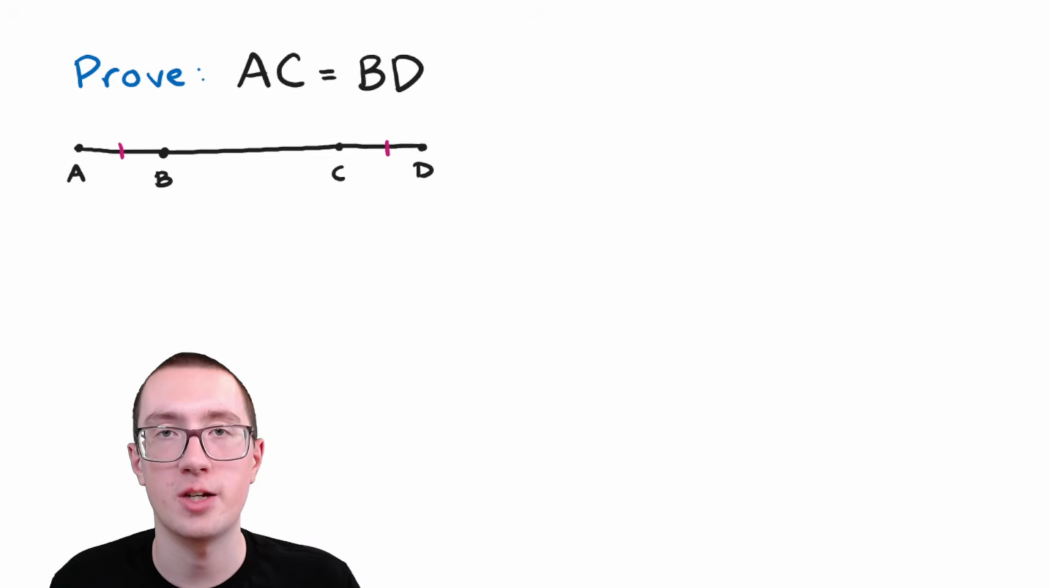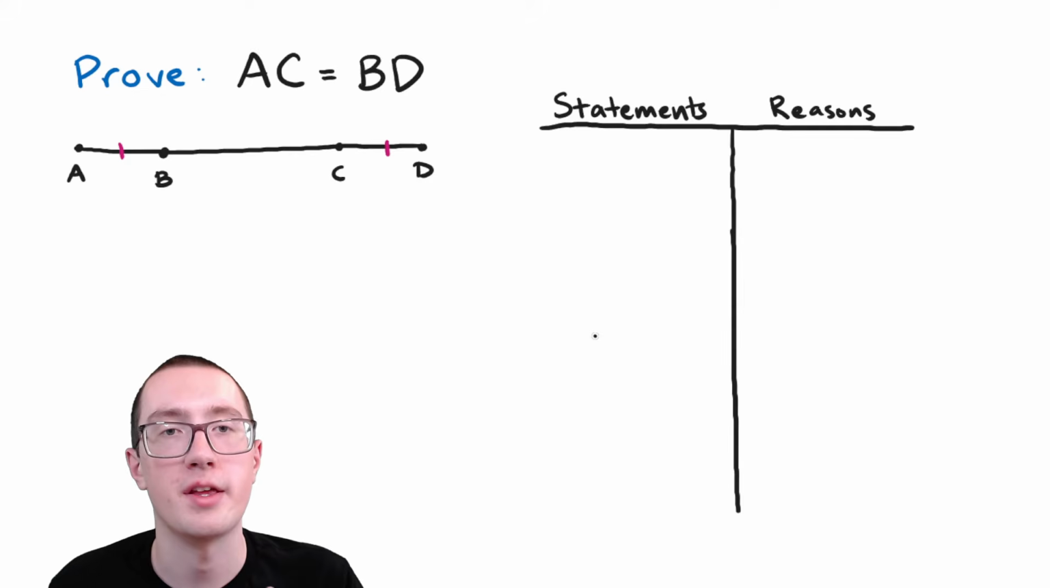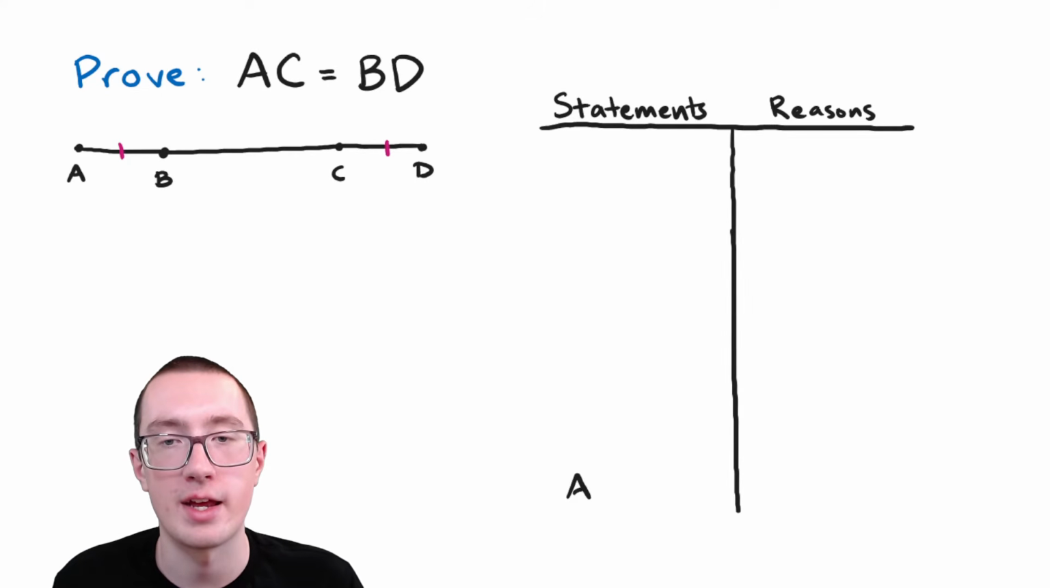So here's another example of a two-column proof. In this one, we have to prove that AC is equal to BD. This one's going to be a little bit harder, but we're going to do it the same way. So remember that at the end, we have to prove that AC is equal to BD.